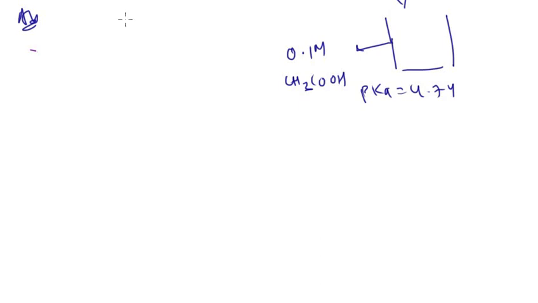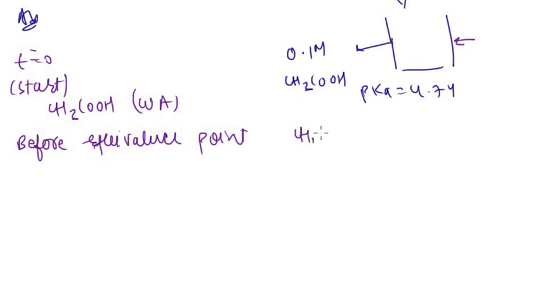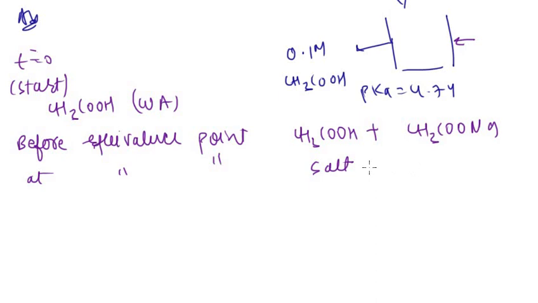Now this type of question is given when a good type of question is formed. If we talk about this container, at t equals 0, meaning the start, what we have is acetic acid, which is a weak acid. Now before the equivalence point, what is the equivalence point? When all the acid is neutralized by all the base. What we have in the solution is acetic acid and CH3COONa, sodium acetate. Now at the equivalence point, a salt is formed, like we have only salt. So it is a question of salt hydrolysis. Now before it, it is a question of acidic buffer.